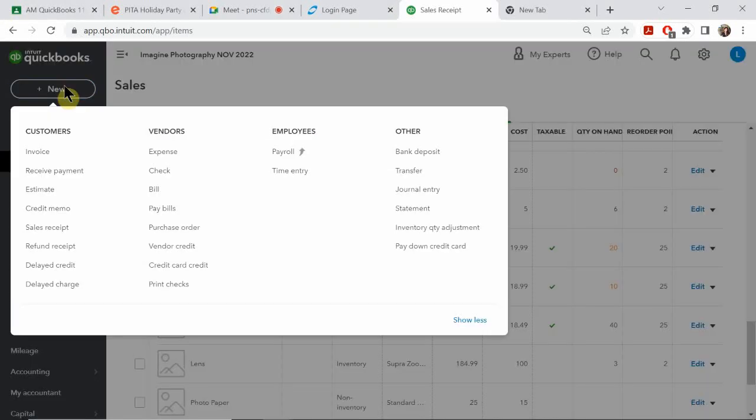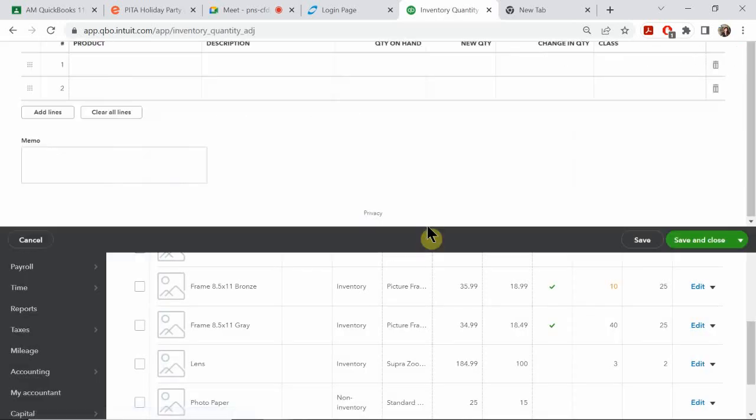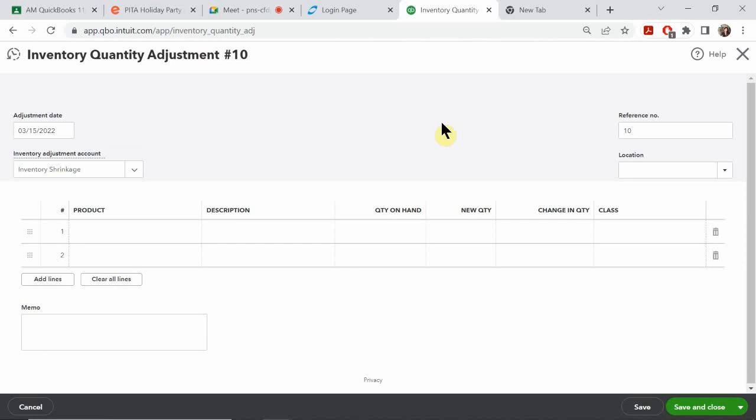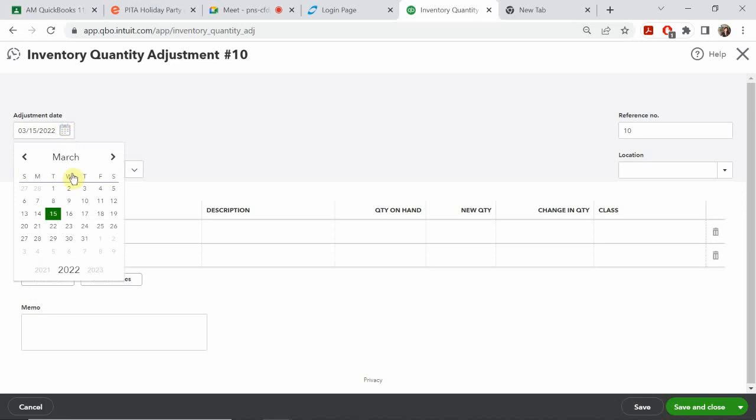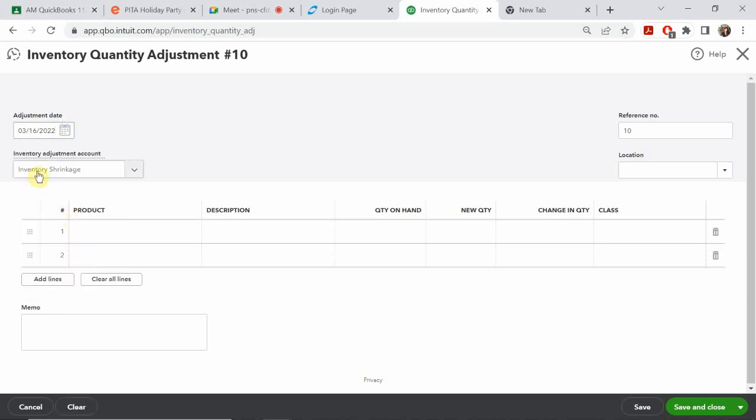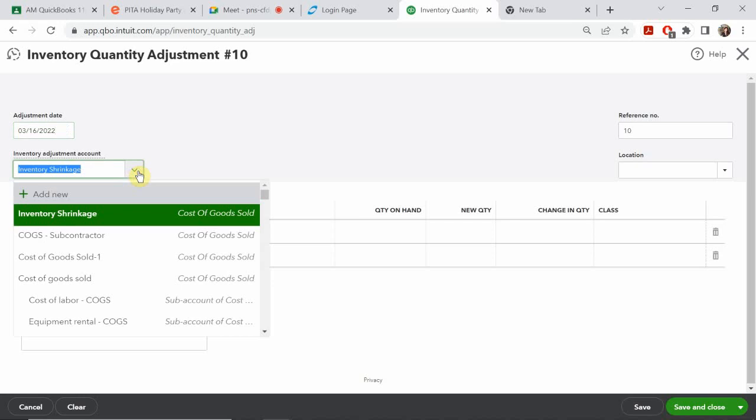In this case, we're not selling our inventory again, but we are going to do an inventory adjustment. So once again, you're going to click on that new icon, Other, and right here, Inventory Quantity Adjustment. Once it does that, it's going to populate this, and what we're going to do here is the date is going to be the 16th. Once again, it's going to be to the inventory shrinkage. If you don't have this account, you are going to need to quick add that. When you set up your inventory, this should be automatically put into your QuickBooks.